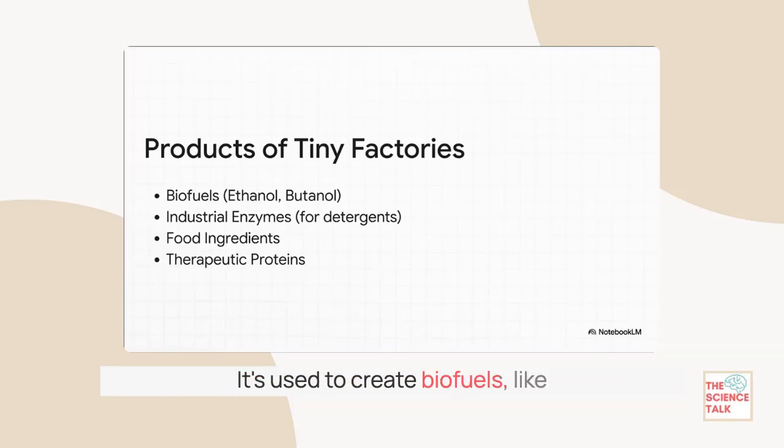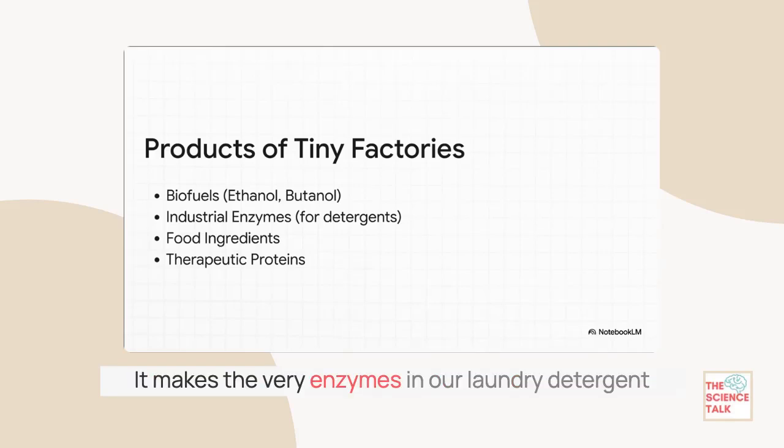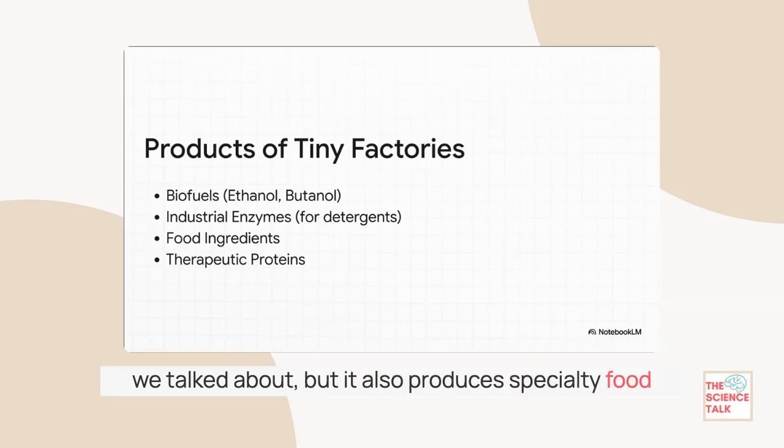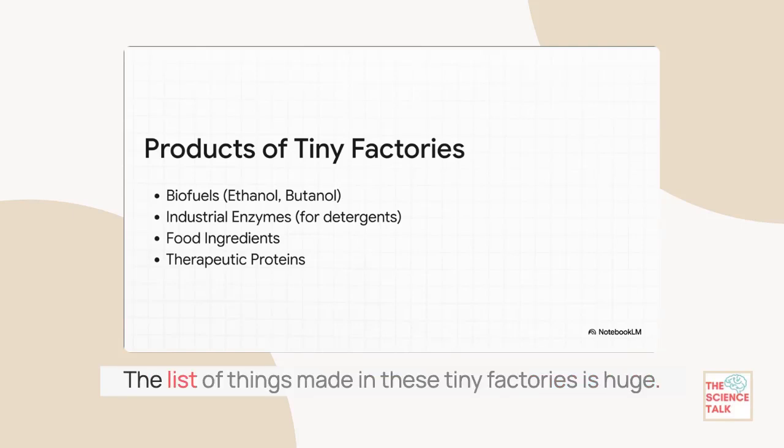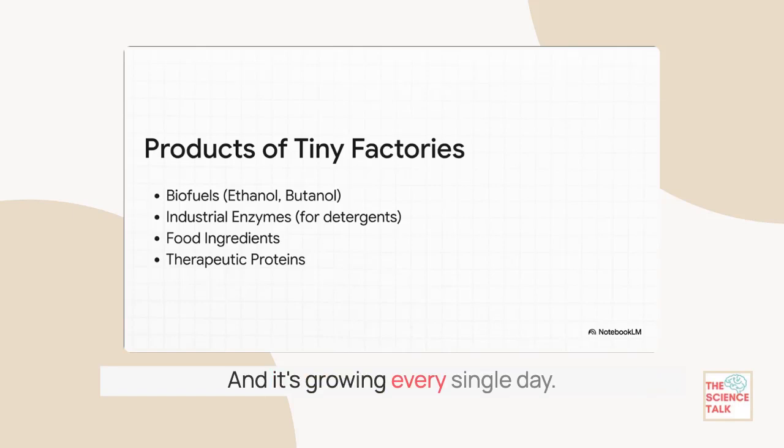It's used to create biofuels like ethanol that power our cars. It makes the very enzymes in our laundry detergent we talked about. But it also produces specialty food ingredients and even incredibly complex therapeutic proteins for some of the most cutting-edge medicines. The list of things made in these tiny factories is huge, and it's growing every single day.